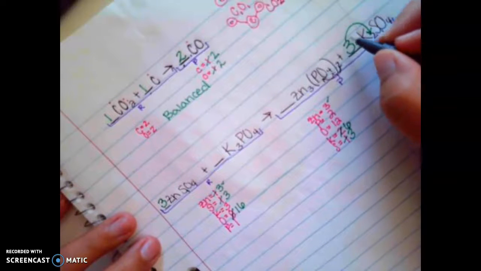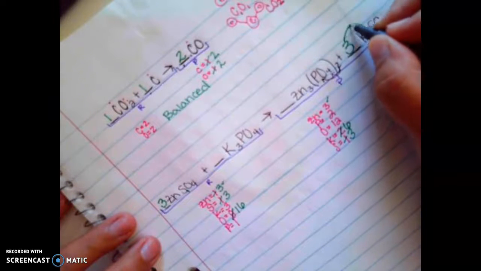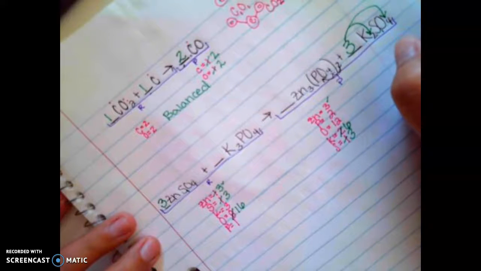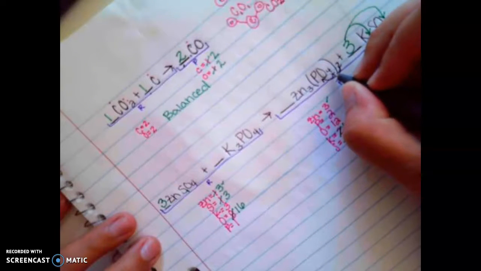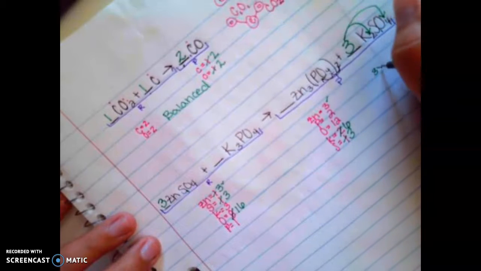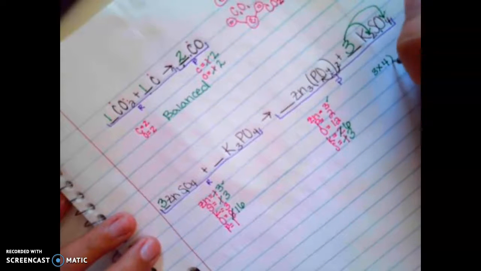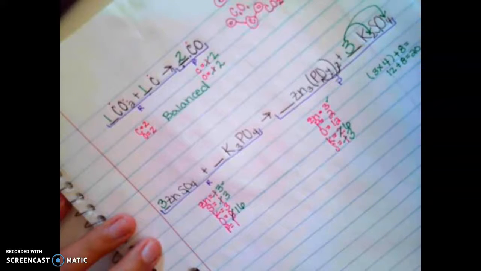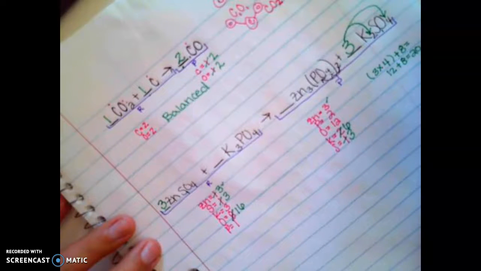But it also changes my oxygen, so now I need to multiply 3 times 4, which is 12. But then I need to add in the original 8, so 3 times 4 plus 8 equals 12 plus 8, which equals 20. So now I have 20 oxygen.